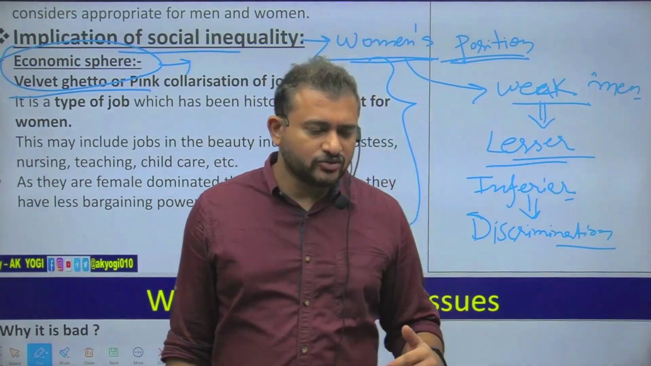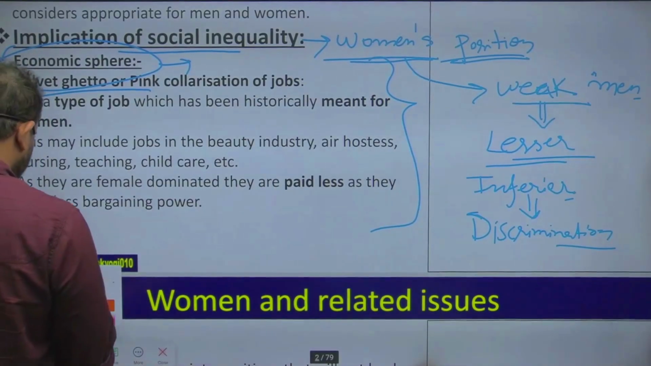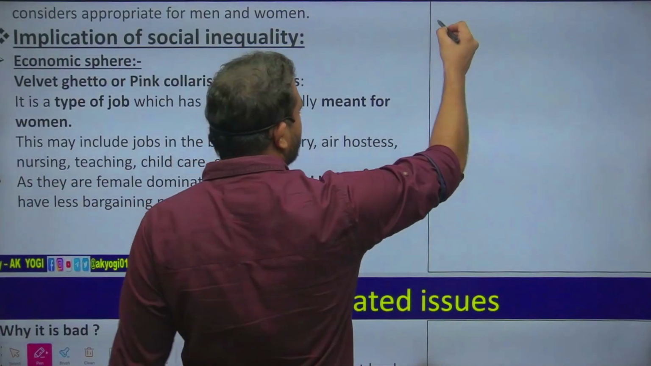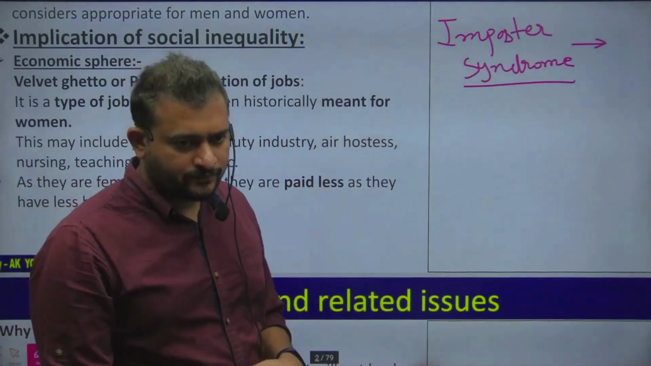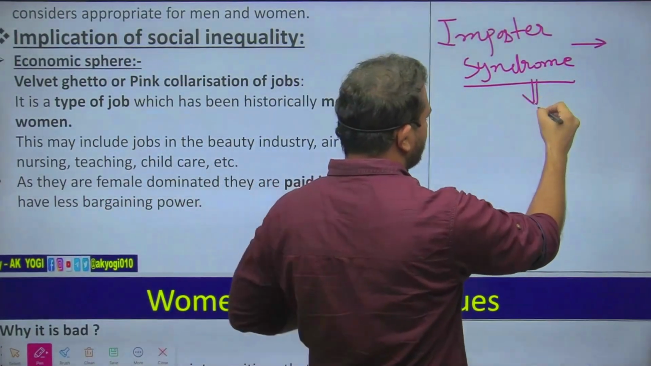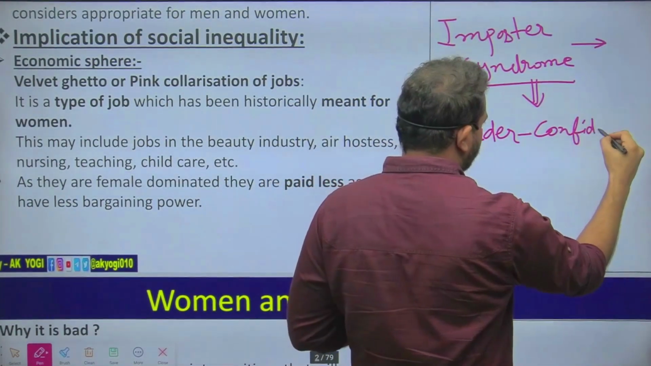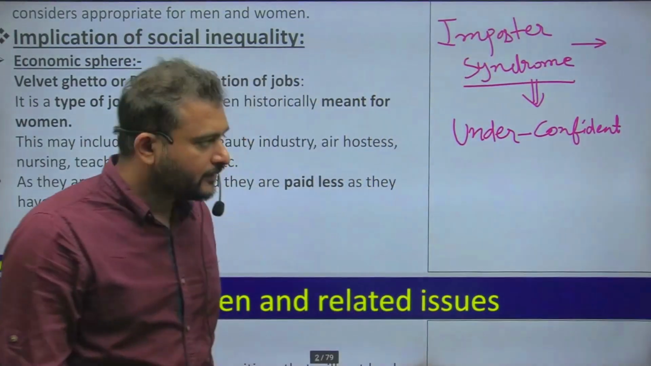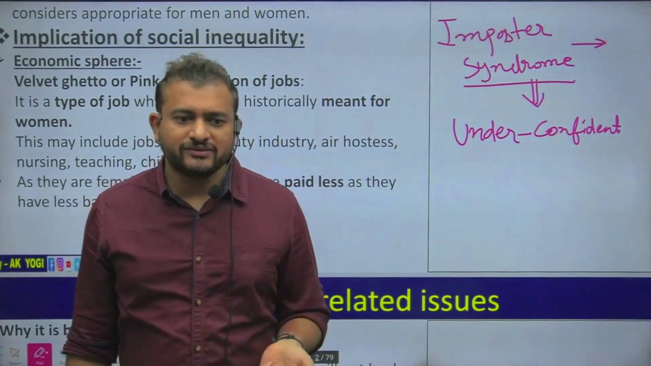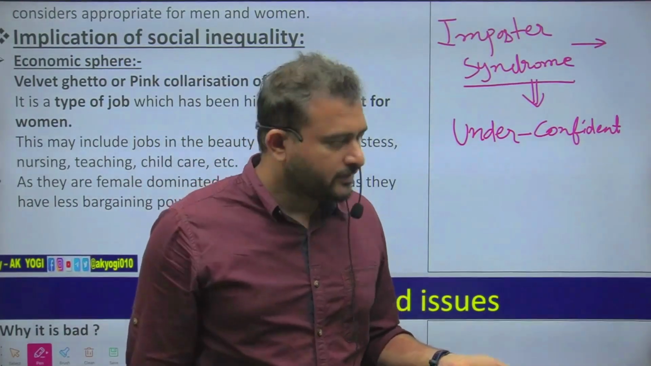Apart from that, there is also imposter syndrome. You can write that even if it is not mentioned in the notes. Imposter syndrome. If I define that in one word, it is actually two words: underconfident. Imposter syndrome means underconfidence. It means you are perceiving yourself as lesser than what you really are. That is imposter syndrome. Okay? Just write down.